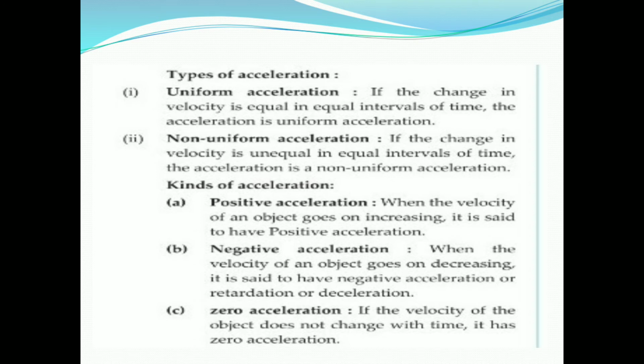Types of acceleration: uniform acceleration, non-uniform acceleration. If the change in velocity is equal in equal intervals of time, the acceleration is uniform. Equal changes are happening in the velocity in equal time intervals, then we can say that this is uniform acceleration. But if the change in velocity is unequal in equal intervals of time, then we can say that the acceleration is non-uniform acceleration.